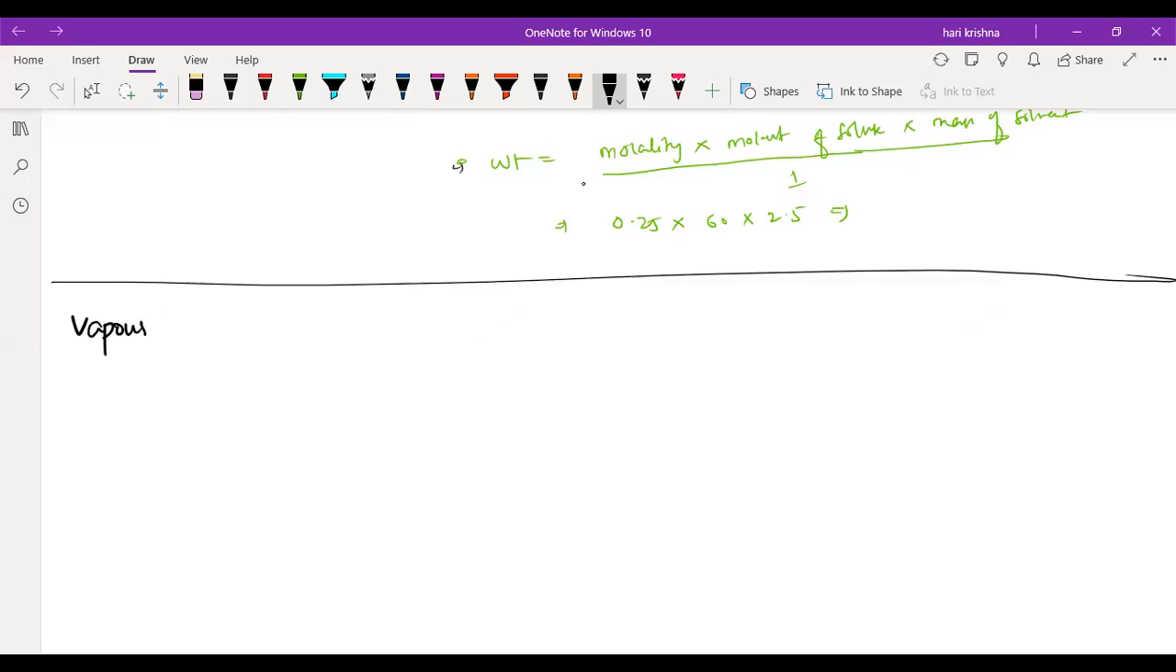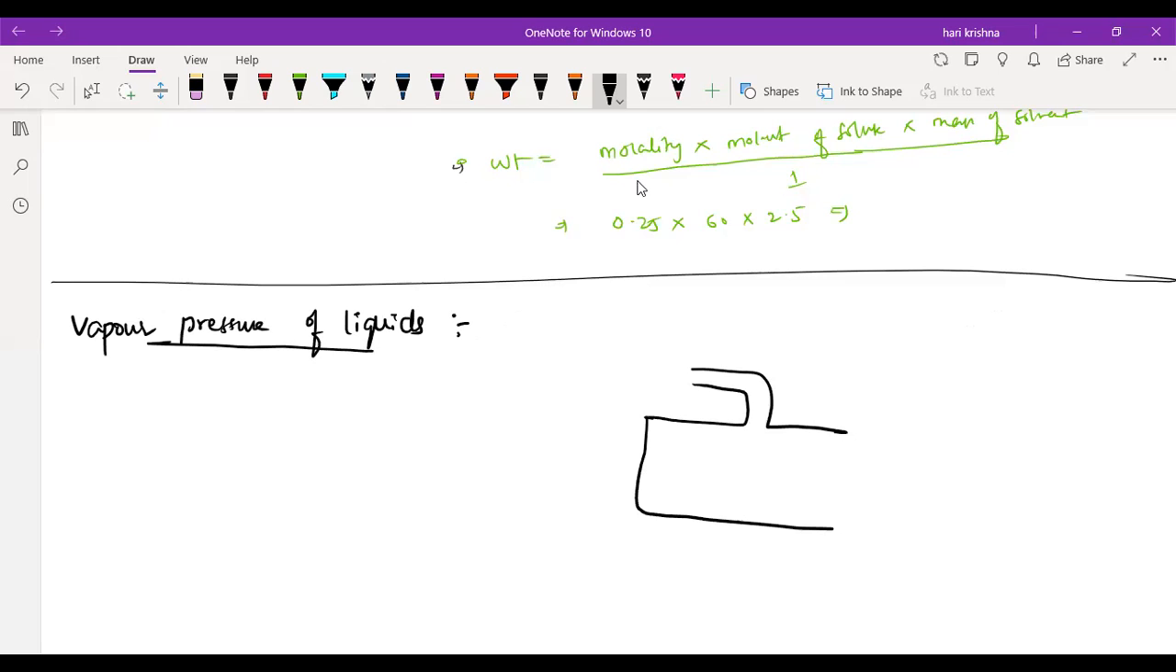First, tell me any one of you, what is the meaning of vapor pressure of liquids? Okay, Ramcharan. Suppose you have taken a closed container like this, and we can say the vapor pressure of the liquid only in the closed container. If you take an open container, we'll say boiling point of the liquid. There is a lot of difference between the boiling point and the vapor pressure.